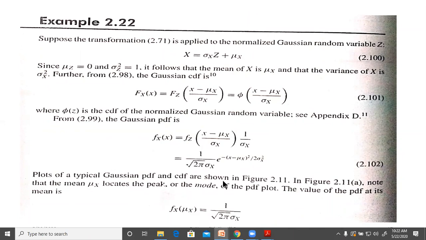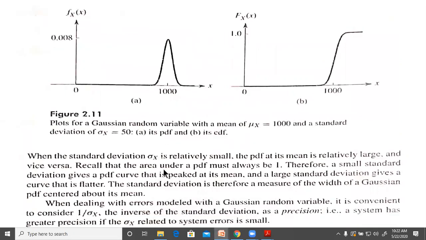That means at x equal to mu x, the exponent term will become 0, and e to the power of 0 is 1. Once this becomes 1, we are left with only this term, and that is what we have written over here. That is what is meant by the value of the PDF at its mean. So when the standard deviation sigma x is relatively small, the PDF at its mean is relatively large, because it is inversely proportional, and vice versa.